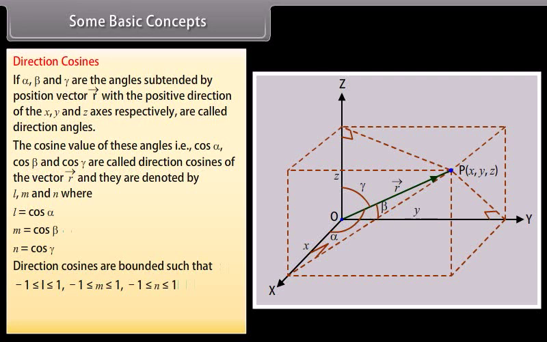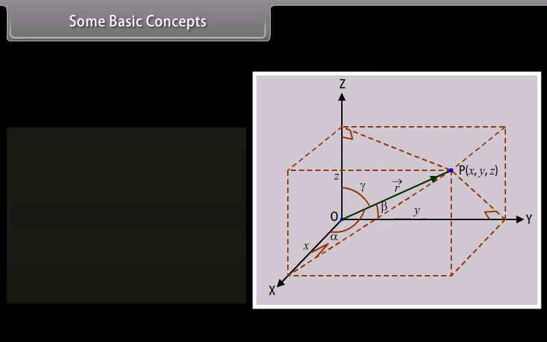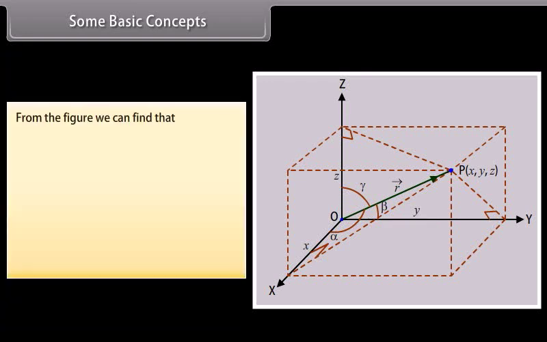Direction cosines are bound such that -1 is less than or equal to L less than or equal to 1, -1 less than or equal to M less than or equal to 1, -1 less than or equal to N less than or equal to 1, and they are connected by the formula L square plus M square plus N square equals 1. From the figure we can find that cos alpha equals x by mod of vector r, cos beta equals y by mod of vector r, cos gamma equals z by mod of vector r.